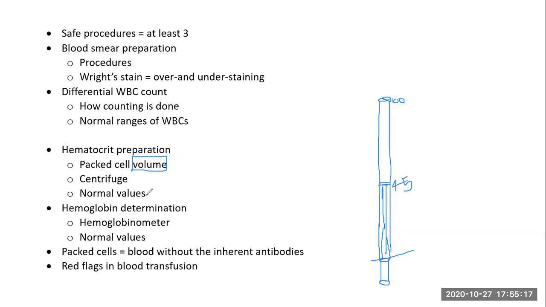There are normal values that are posted on your PowerPoint on Blackboard, so you should be familiar. And at the same time, there are gender differences. Women tend to have less hematocrit compared to men. The same thing for hemoglobin. Men tend to have higher levels of hemoglobin, or hemoglobin content in a red blood cell. And you should be familiar with how a hemoglobinometer works.